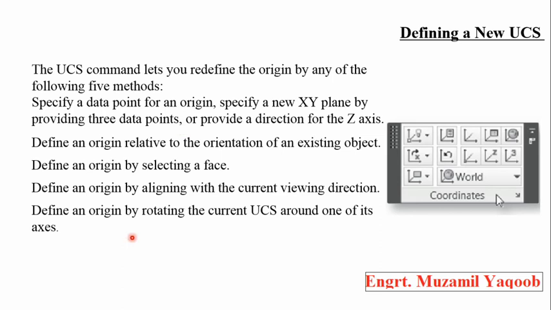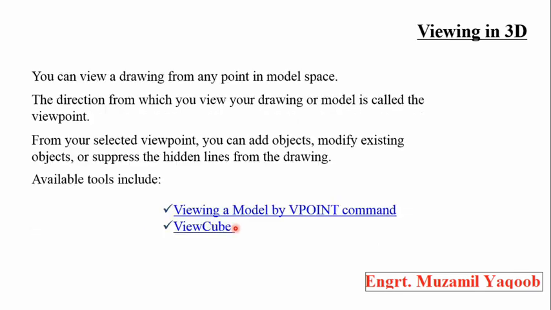Mostly people use this important approach, defining an origin by selecting a face, right? Then the fourth one is define an origin by aligning with the current viewing direction, and the last one is define an origin by rotating the current UCS around one of its axes.